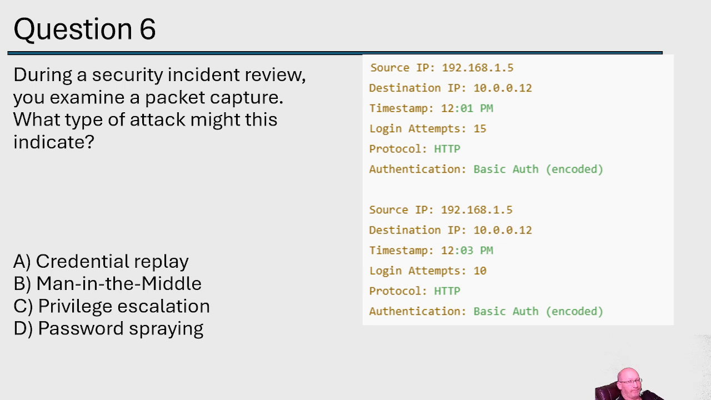We have a timestamp, number of login attempts. Then we have a protocol, HTTP, authentication, basic. And then we see another one at 1203 with 10 login attempts, apparently to the same server, which is a little bit weird. All right, what kind of attack might this indicate?